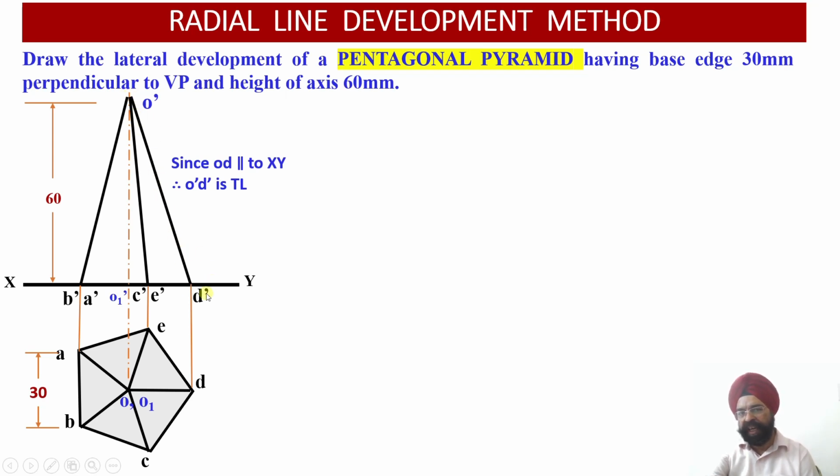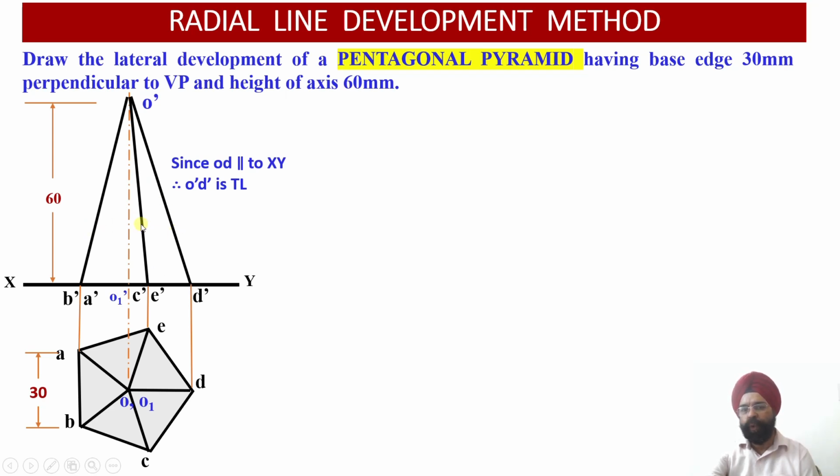So O dash D dash is the true length of the slant edge. We discussed in the previous lecture that in order to draw the development of the pentagonal pyramid using the radial line method, two things are required: the true length of the slant edge and the edge of the base. The true length of the base edge is already available with us. This is 30 mm. So I needed to work out the true length of the slant edge, but there are 5 slant edges available.